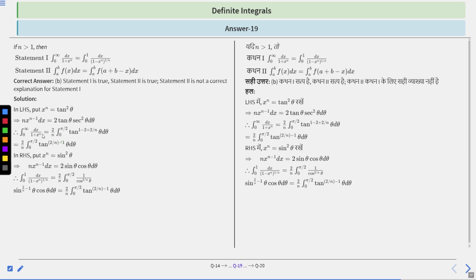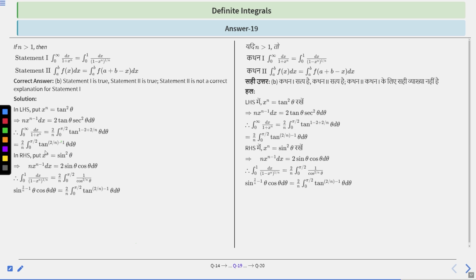What we have done, we have basically put x to the power n as tan square theta, and dx as 2 tan theta sec square theta d theta upon n x to the power n minus 1, right? So you can try to eliminate x to the power n. Therefore, after further simplification, you will get 2 by n integration from 0 to pi by 2, tan to the power 2 by n minus 1 theta d theta.